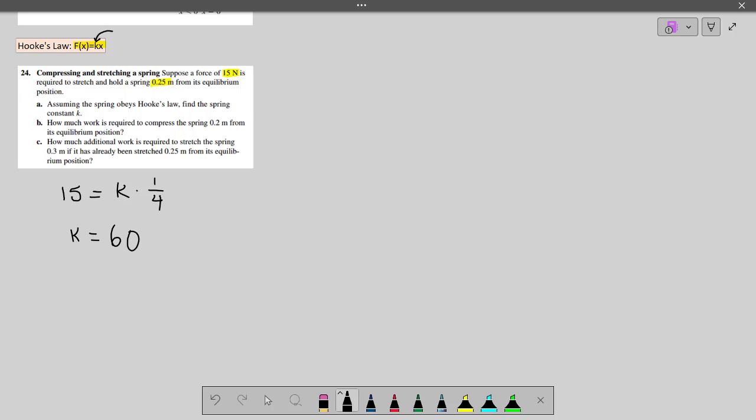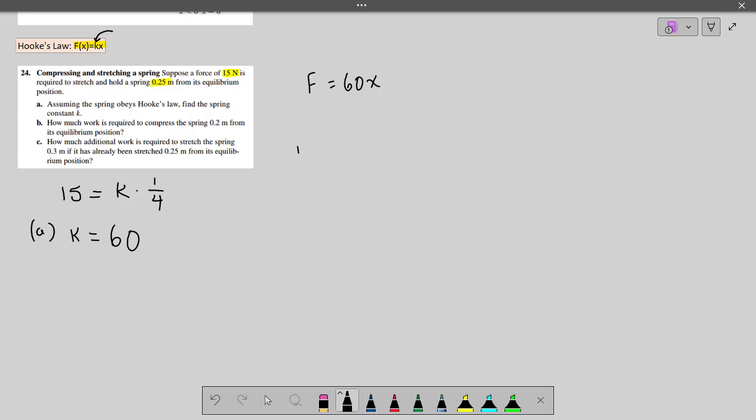So for this spring, the force function is 60 times x. That's the force function for this particular spring. So this is part A. We found the spring constant. That's our force function. How much work is required to compress the spring 0.2 meters from equilibrium?